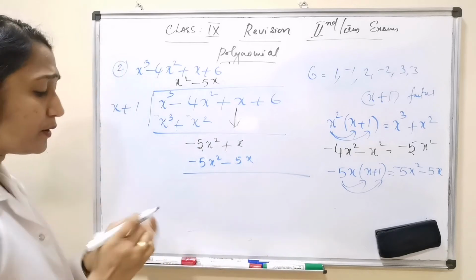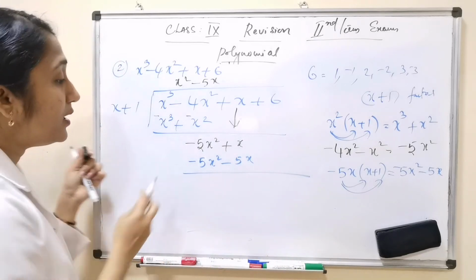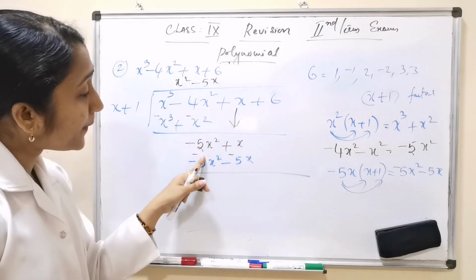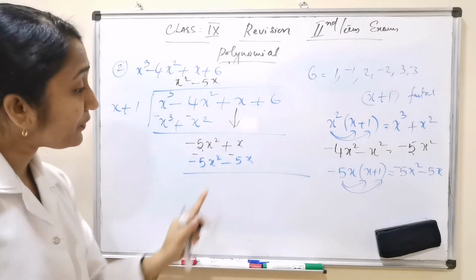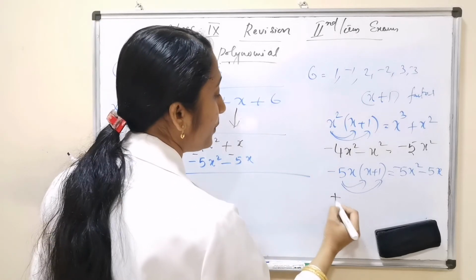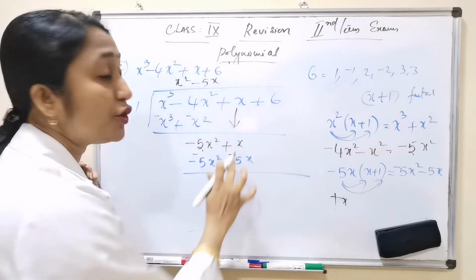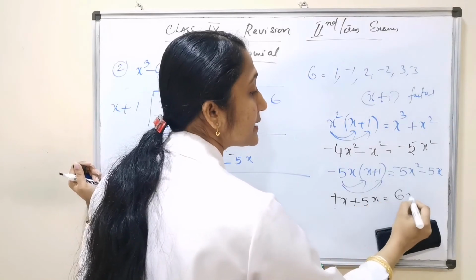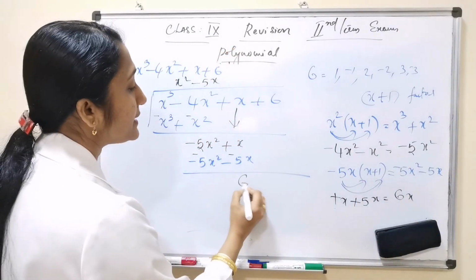Again next step we have to change the sign. So this is minus, this is minus, they become positive, so it will be cancelled. Here plus x. So plus x plus, minus into minus, plus 5x. So plus 5x. So the answer is 6x. So you have to write 6x.